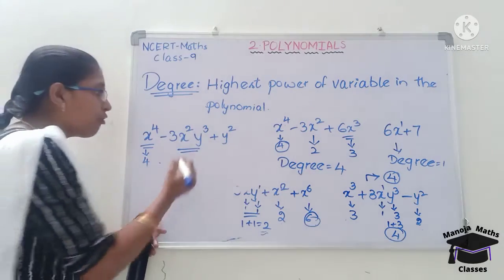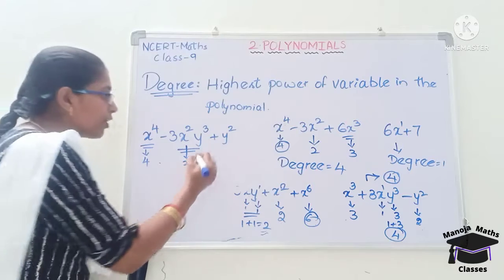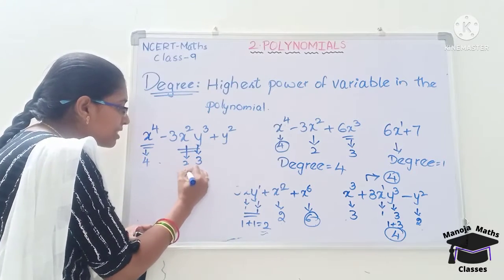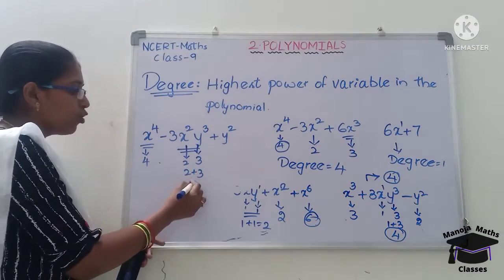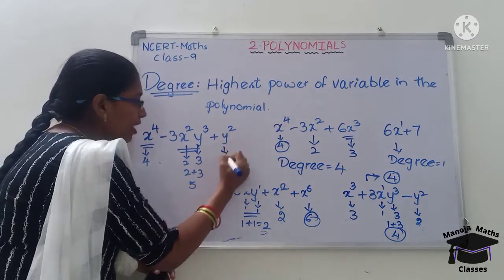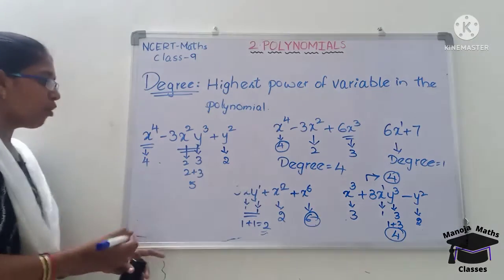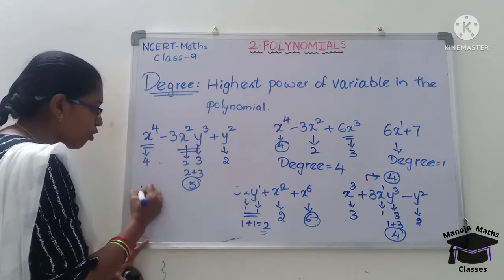What is the exponent of x square? It is 2. What is the exponent of y cube? It is 3. 2 plus 3 is 5. So in this term 3x square y cube, you got a total exponent value of 5. And here in y square, the exponent is 2. Which is greater, children? 4, 5, 2. 5 is greater. So the degree of this polynomial is 5.